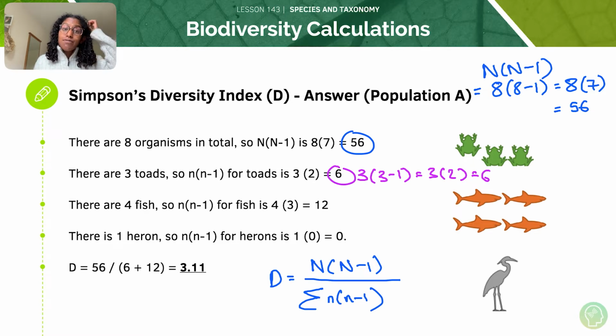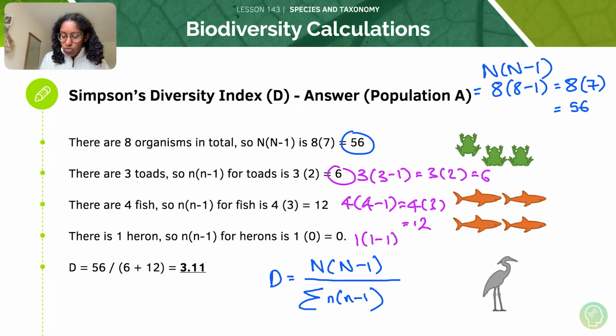Now let's move on to the fish. So n with the fish is 1, 2, 3, 4. So 4 times 4 minus 1, which is 4 times 3, which is 12. And now let's move on to the herons. So there's only one heron. So that's going to be 1 times 1 minus 1, which is 0. And 0 times anything is always 0.